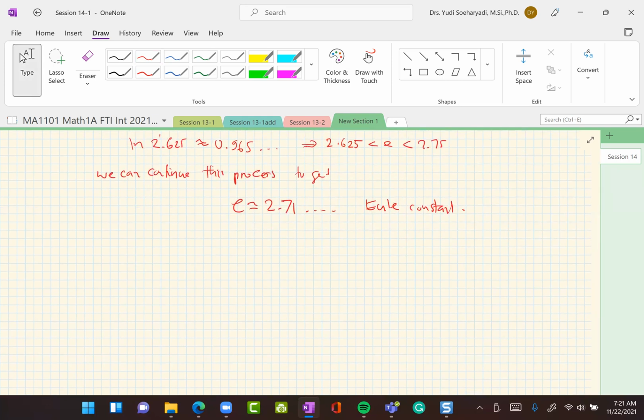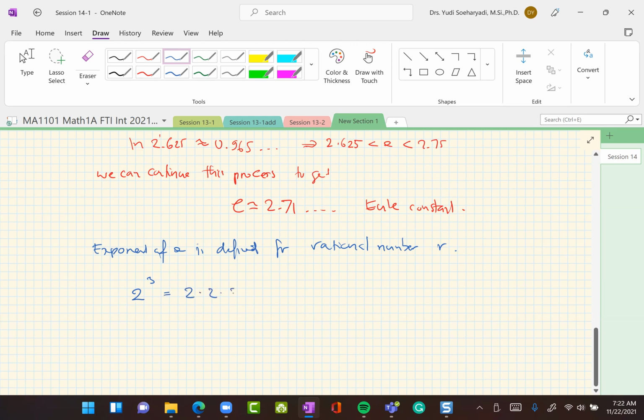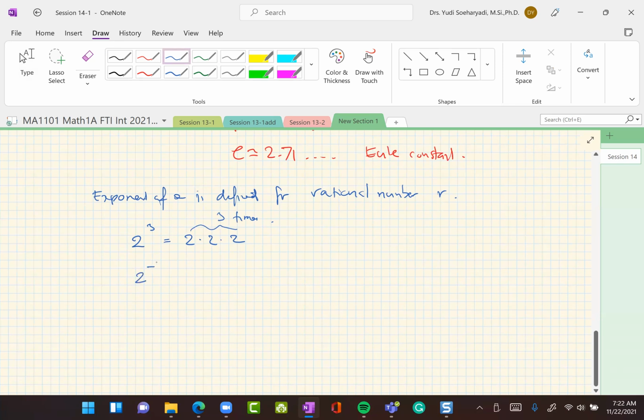All right, so now this exponent is defined for a rational number. Okay, so what does it mean? Well, exponents, okay, let's see that. So for example, 2 power 3, that is 2 times 2 times 2, that's 3 times, right? And 2 to the power of negative 3, you know this should be 1 over 2 cubed, right?